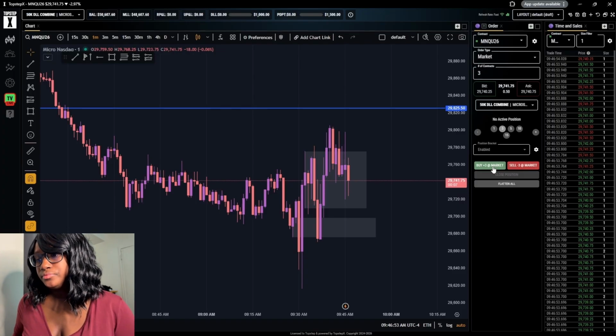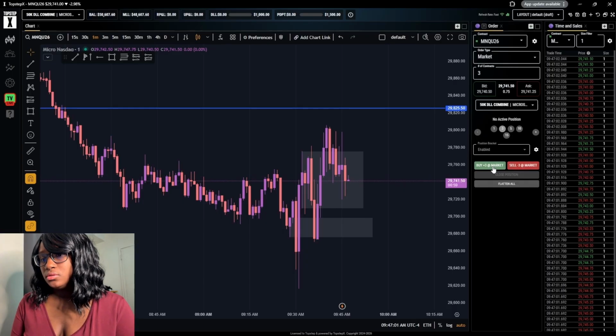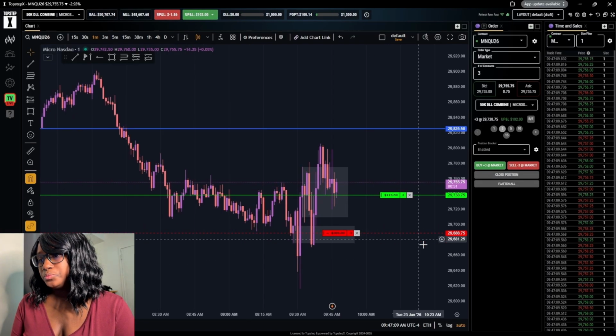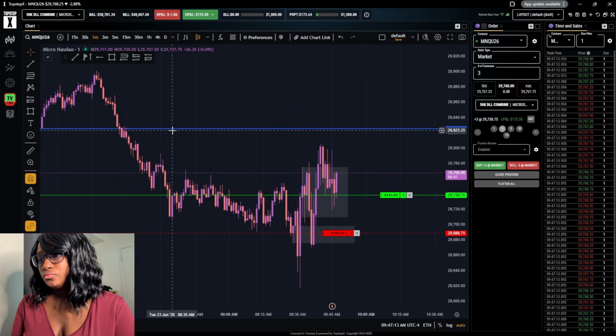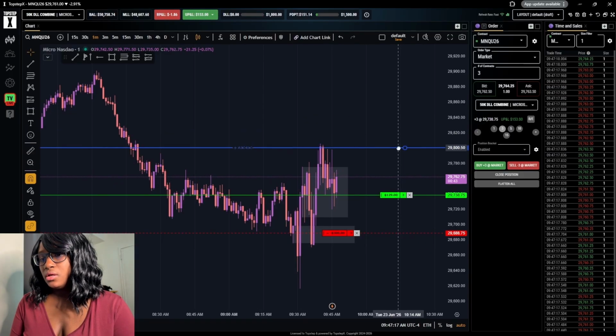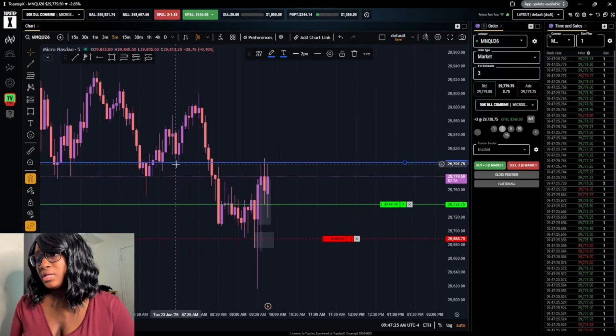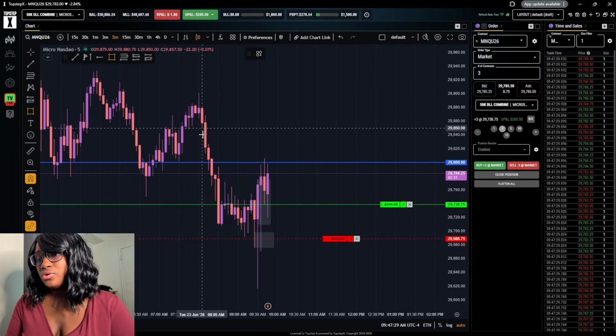We are pushing. All right, and then I got my entry. Because like I said, the market should be very strong bullish once we swept that liquidity to the downside. So I saw that.